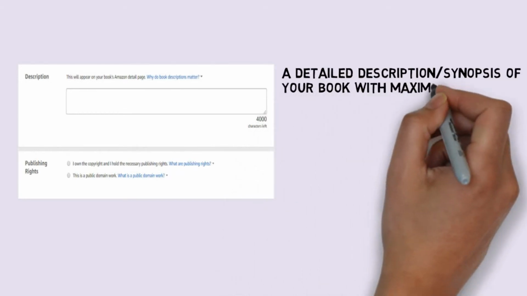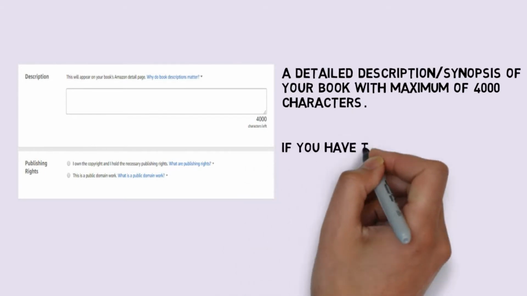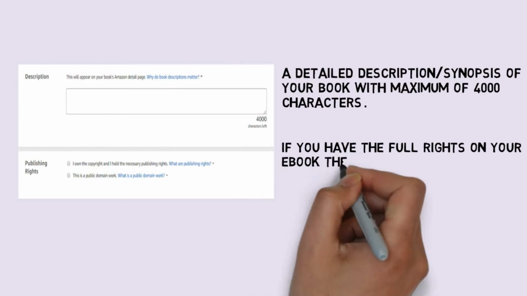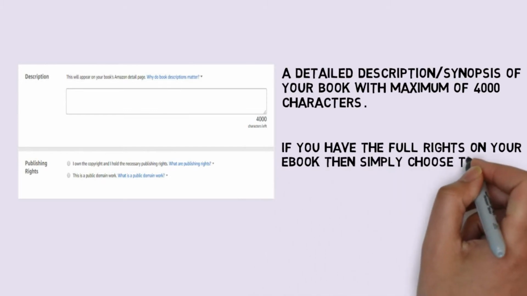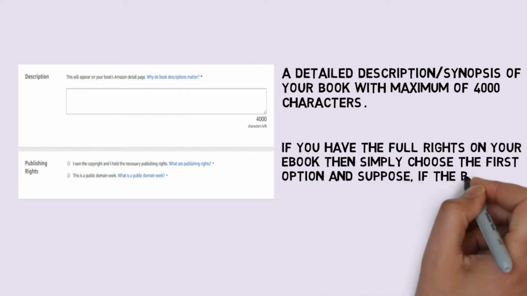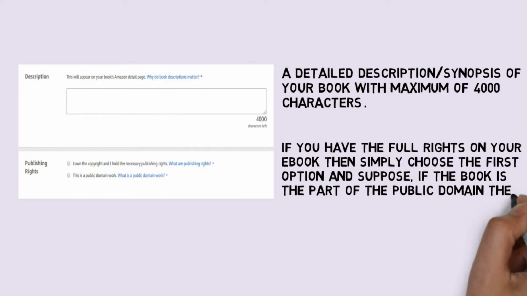A detailed description of your book, with a maximum of 4,000 characters. If you have the full rights to your ebook, then simply choose the first option, and if the book is part of the public domain, then choose the second one.